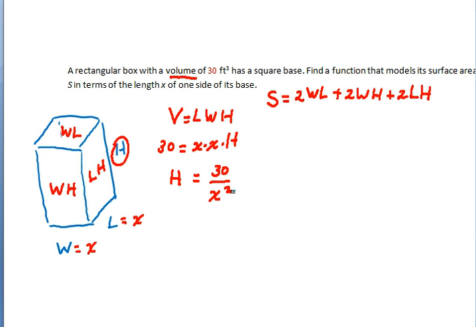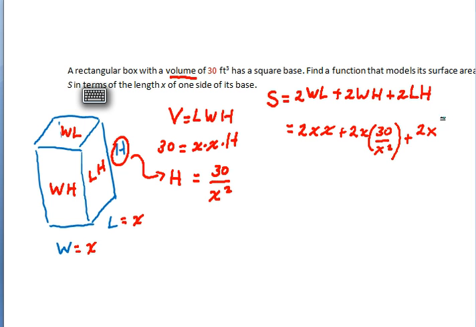So now we can substitute 30 over x squared for h and x for both L and W. So the surface area becomes 2 times x times x plus 2 times x times 30 over x squared plus 2 times x times 30 over x squared.